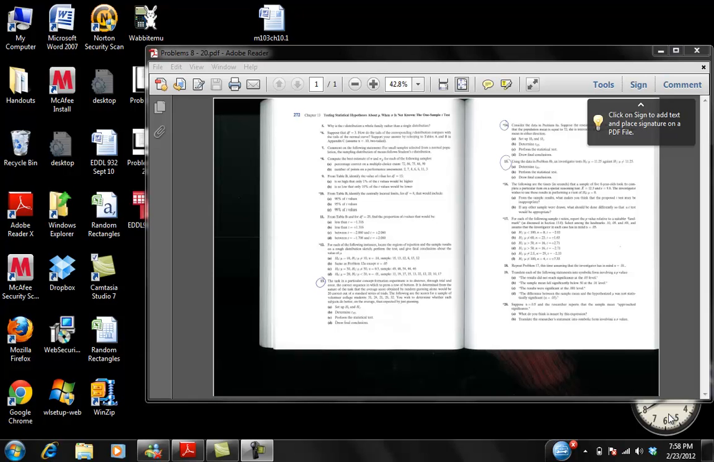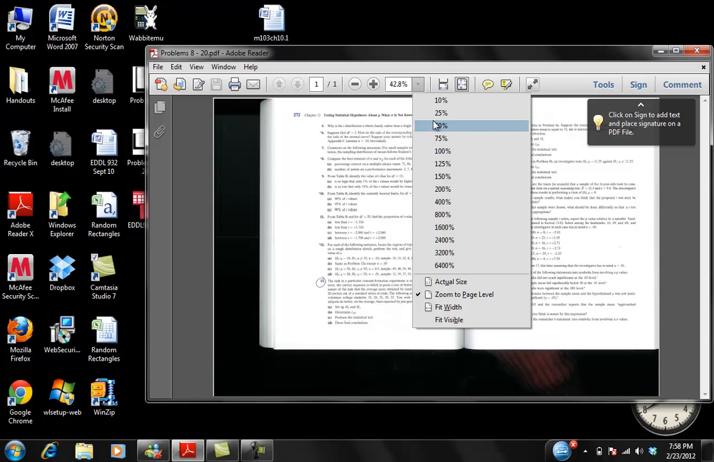Hi cohort. I'm going to try to do problem number 13 from chapter 13 from our homework set to demonstrate the steps for hypothesis testing. So let's take a look at the problem here.